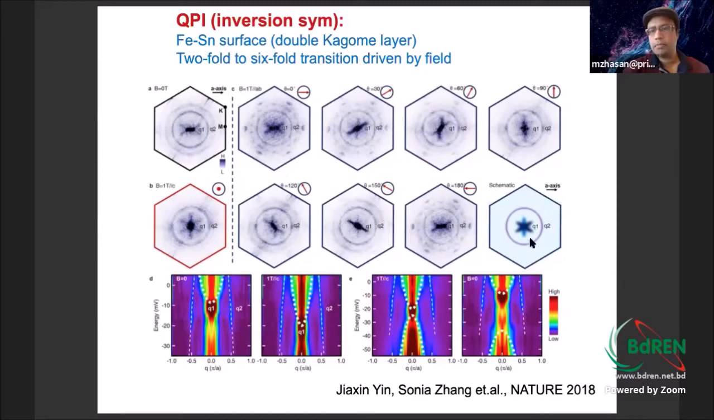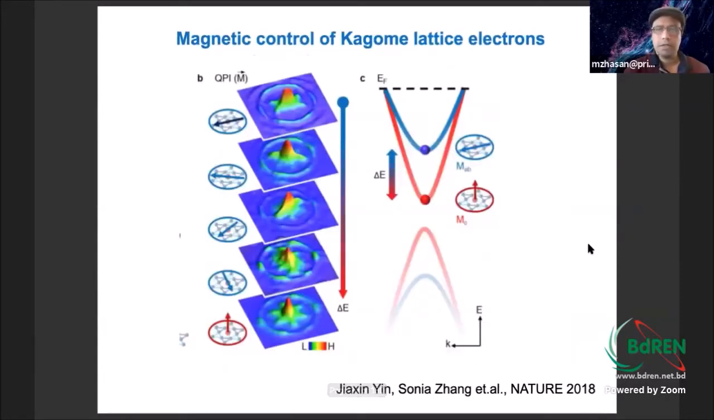And then when you apply a field out of plane, you recover the crystal symmetry, the 6-fold. So the electronic structure is now 6-fold. So strong correlation has driven this system, this Kagome magnet, into a nematically ordered system.